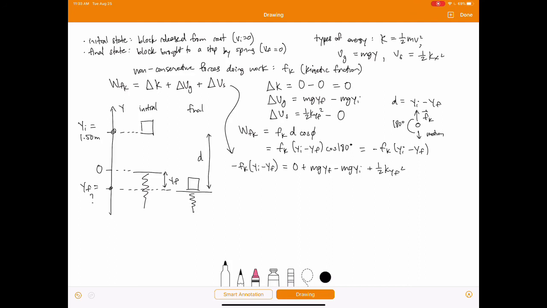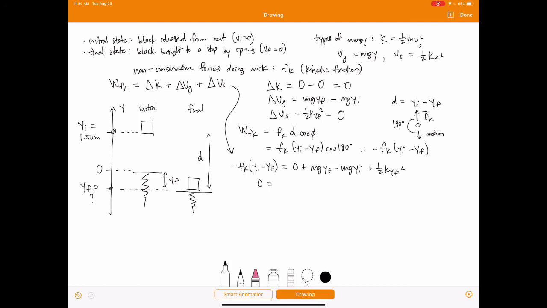Now at this point, the rest is just algebra. The only unknown variable in this equation is y final, so we want to find it. But we'll clean the equation up a little bit, okay? So the first thing we'll note is that I want to set the left side equal to 0.